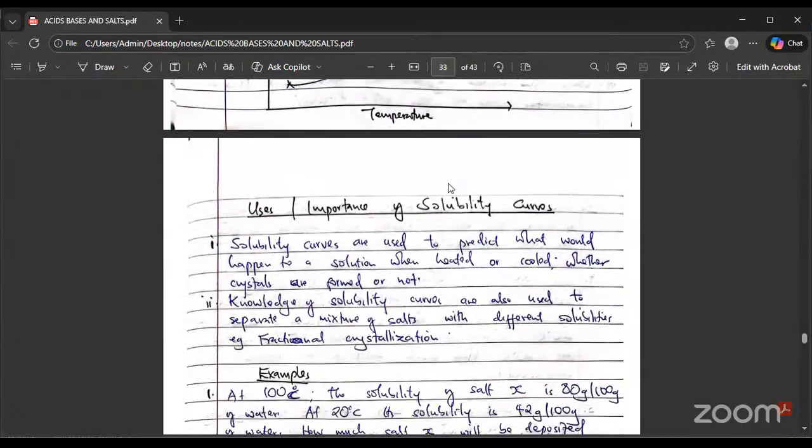So, what was that, the uses? Not uses. Uses and importance are the same thing. Significance. Yeah, the word came. What is the significance of solubility curves? Significance, importance, uses, all the same thing. So solubility curves are normally used to predict whether a reaction will occur.